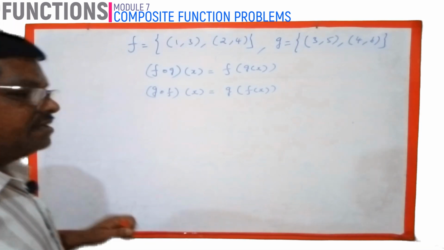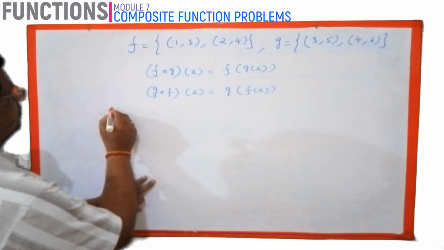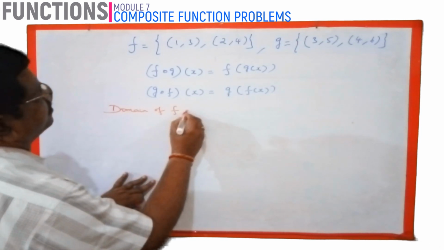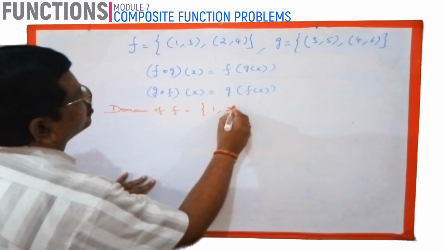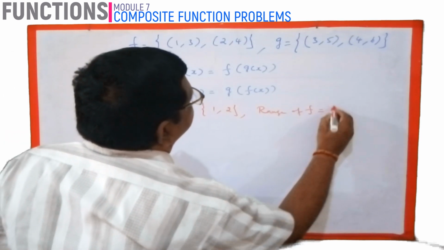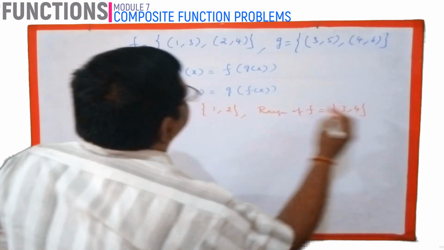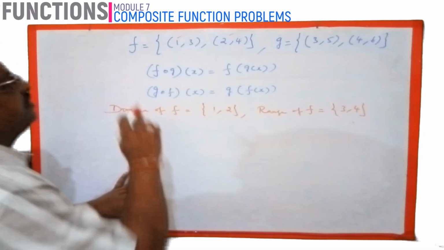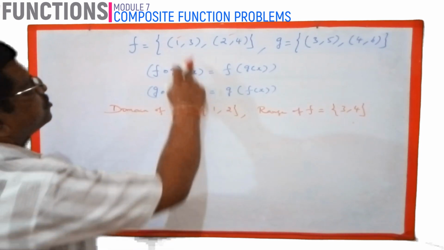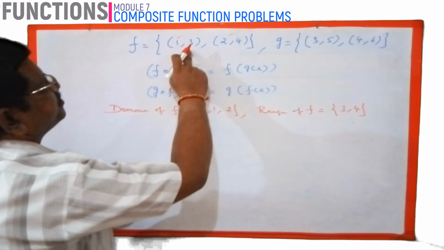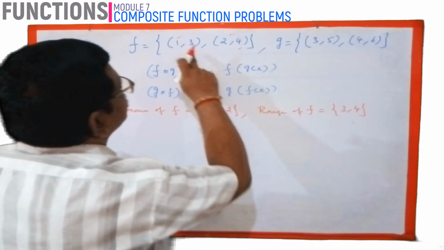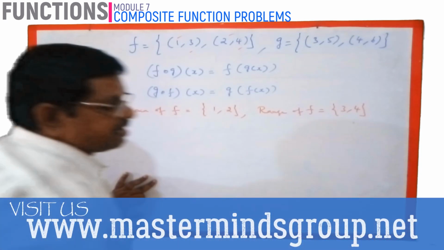Now I write the domain of f. Domain of f is {1, 2}. Range of f is {3, 4}. Check it. The first elements of the function f are called the domain of f. So domain of f is {1, 2}. And range means the second elements of f. Range of f is {3, 4}, as 3 and 4 are the second elements.